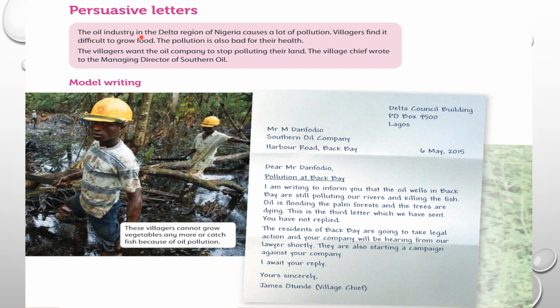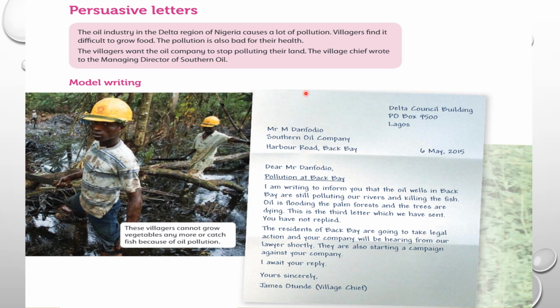The oil industry in the Delta region of Nigeria causes a lot of pollution. Villagers find it difficult to grow food. The pollution is also bad for their health. The villagers want the oil company to stop polluting their land. The village chief wrote to the managing director of Southern Oil.